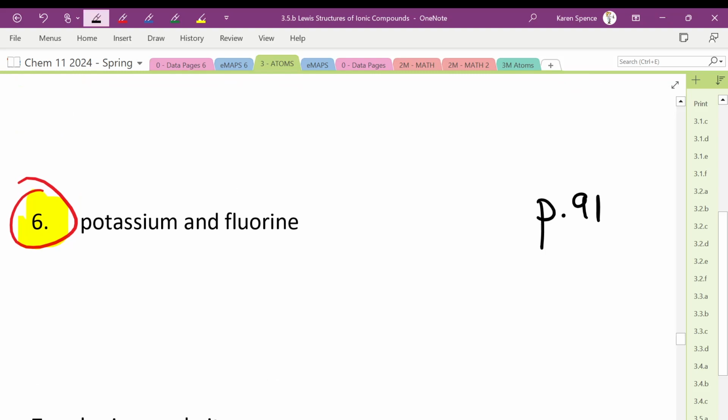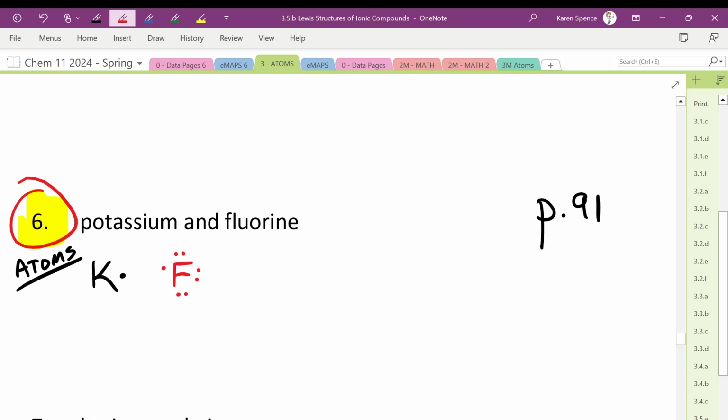So we have potassium. So we're going to draw the potassium atom. So atoms. And potassium is in group 1. So how many dots should it have? Everybody, tell your partner, potassium is in group 1. How many dots should it have? 1. Excellent. Fluorine is in group 17. How many dots should it have? 7. 1, 2, 3, 4, 5, 6, 7.